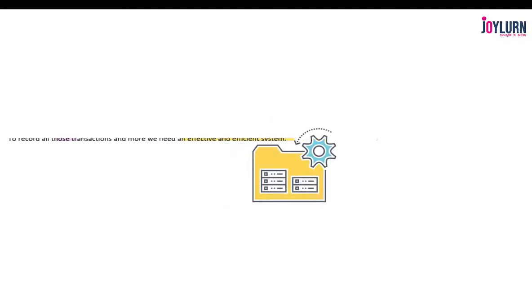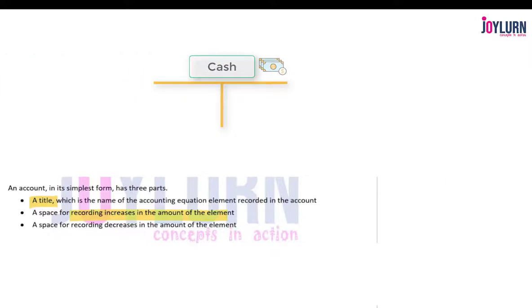And in its simplest form, an account or a ledger account has three things. It has a title, that is the name of the accounting equation element. For example, if it's an asset account, it can be a vehicle account; it could be an accounts payable account, could be an accounts receivable account, and so on. And a space, obviously, within that account to record the increases in that element. For example, if you have a cash account and you are receiving cash, so the cash is increasing, you need a space to record that increase in cash. And similarly, if the cash is being decreased, you are paying, then you need a space to record the decreases in that account. In our example, the cash account.